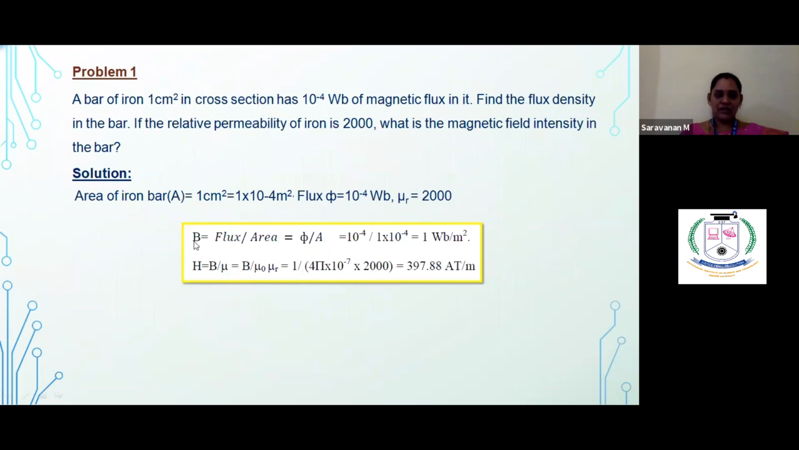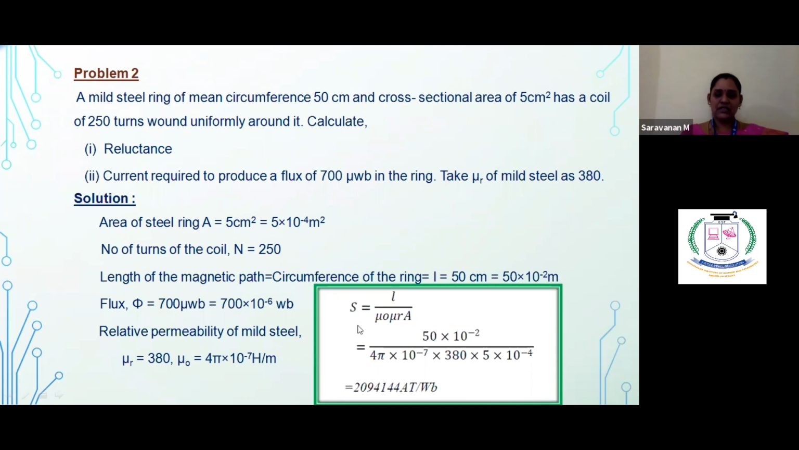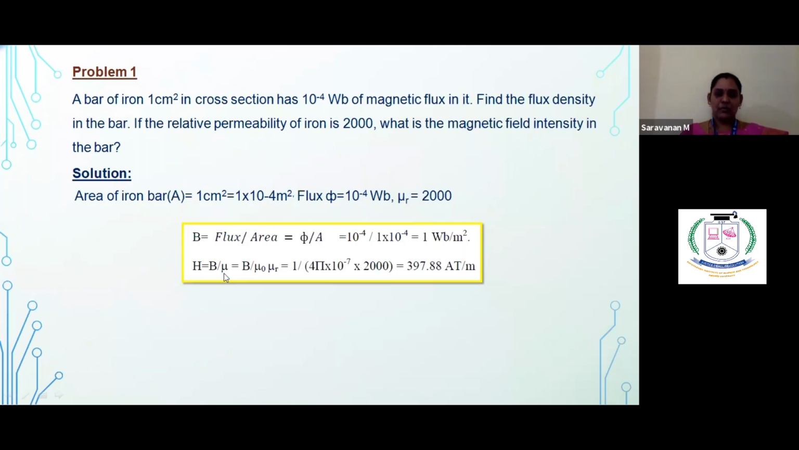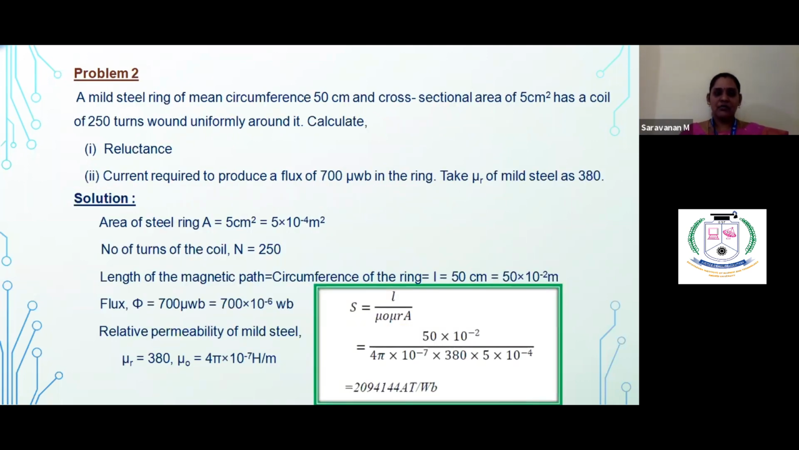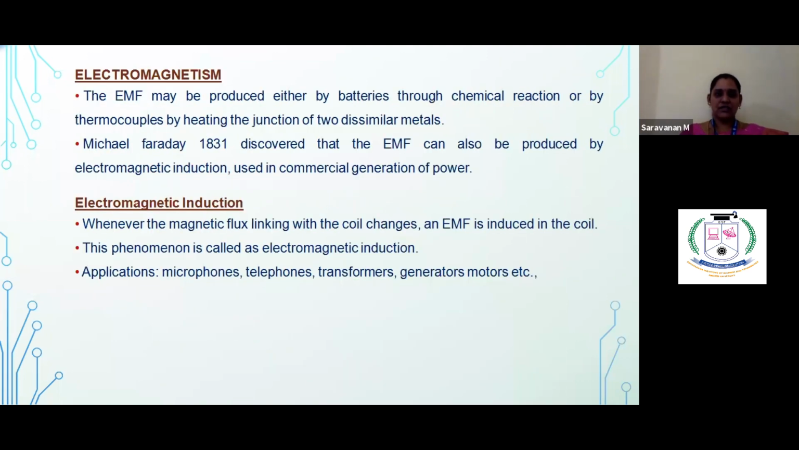Remember your magnetic flux density, the magnetic field intensity, your reluctance, and similarly your permeability: mu is equal to mu naught into mu r. These are based upon your definitions. All the final formulas and expressions I have given. When you are preparing for an exam, please write these expressions and keep them in mind, because in the first half of your magnetic circuit we will be using only these formulas to solve the problems.